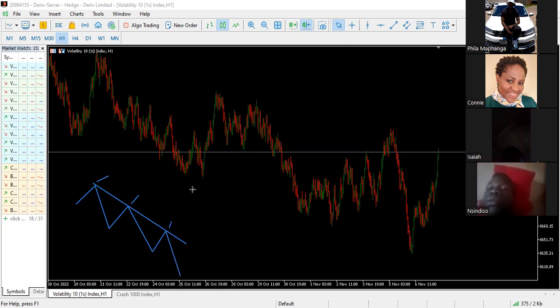Out of 100, a trend line is 90% accurate. I can prove what I'm saying. Out of 100, it is not 100%, but it is between 80 and 90% accurate. So what we're going to do now, we'll go to the chart and look for sell trend lines only.